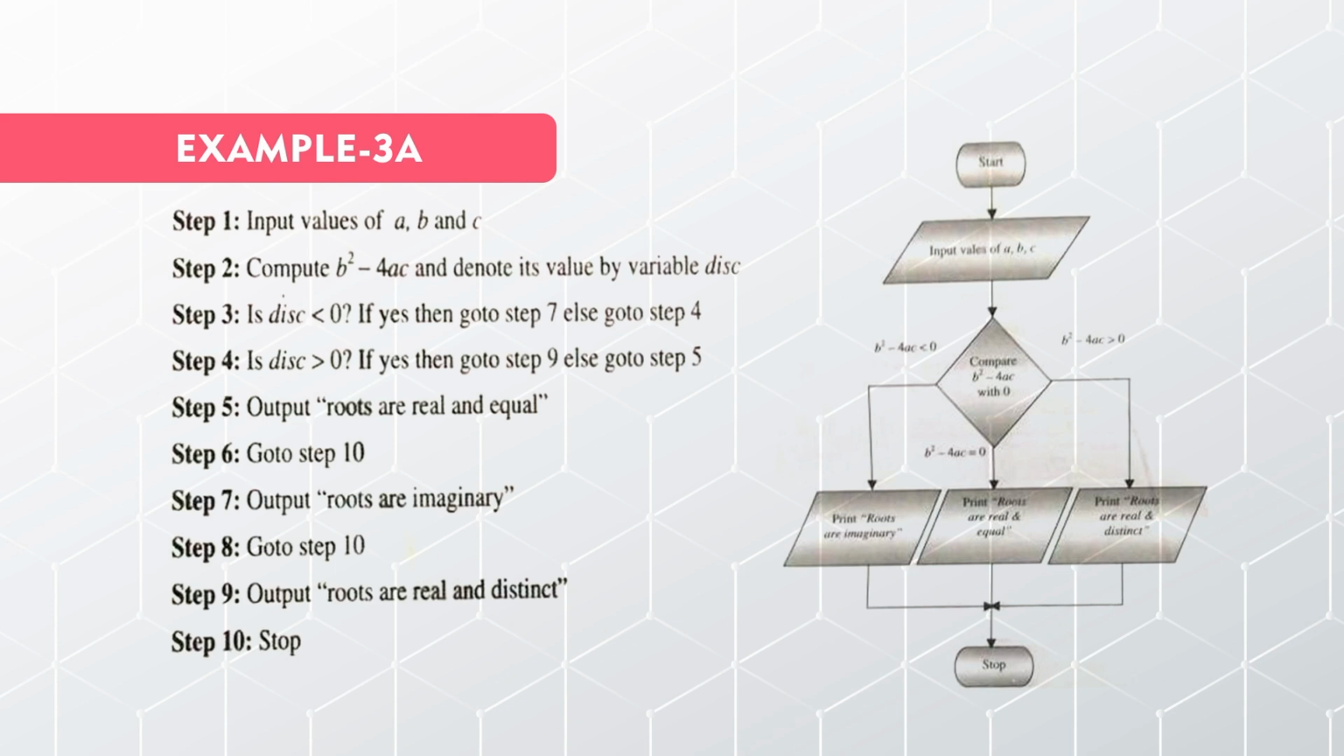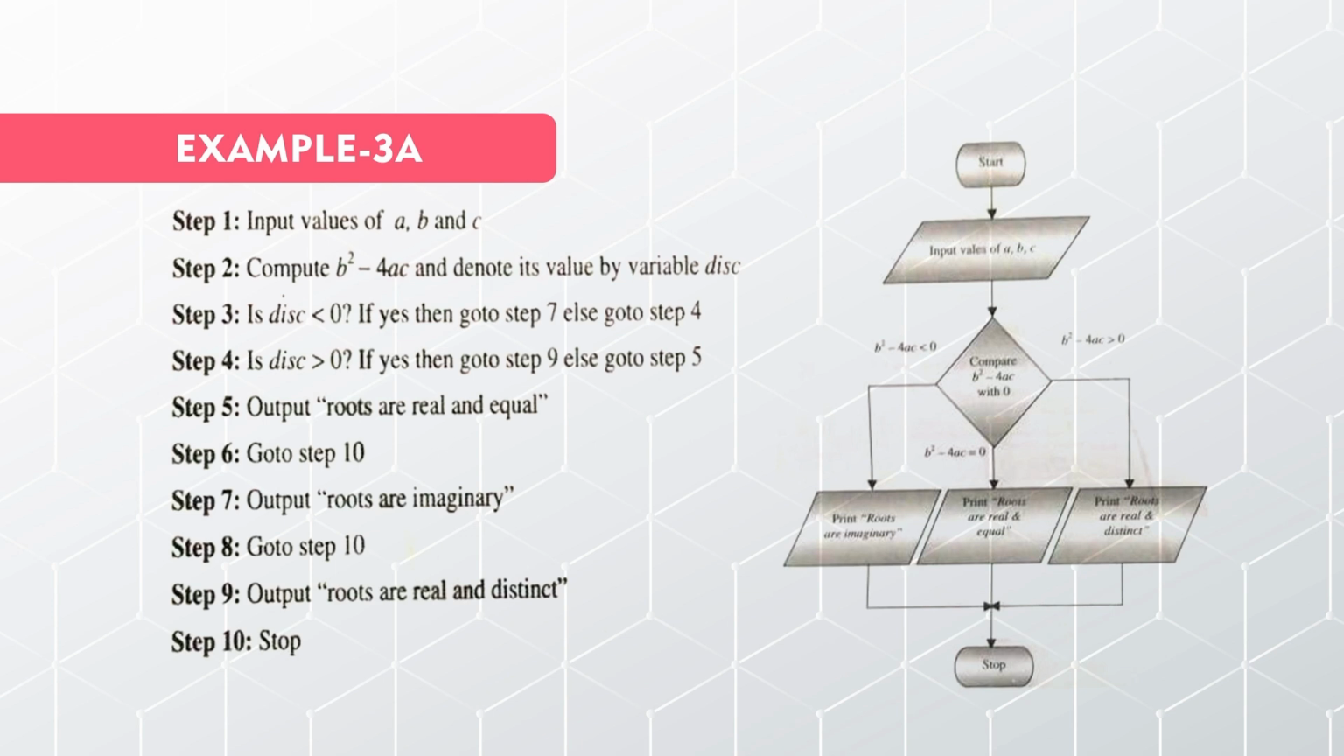So, this algorithm which we saw is modified, and now the flow chart and algorithm will look like this. You take the input A, B, C, you calculate b square minus 4ac and store it into the variable d or disc. Say if d is less than 0, go to step 7. What is step 7? That output is roots are imaginary, but otherwise go to step 4. Now, what is step 4?